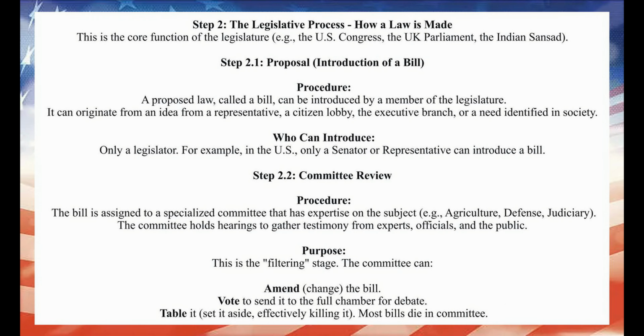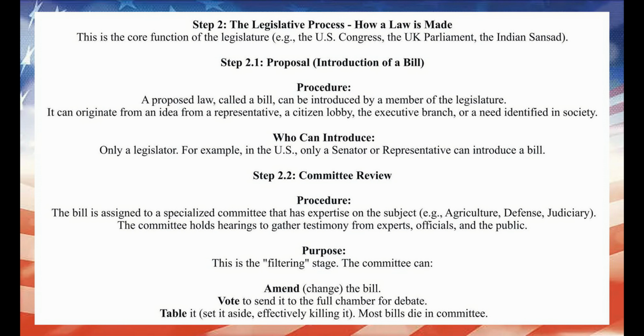Step 2. The legislative process, how a law is made. This is the core function of the legislature, e.g., the U.S. Congress, the U.K. Parliament, the Indian Sansad. Step 2.1. Proposal, introduction of a bill. Procedure: a proposed law, called a bill, can be introduced by a member of the legislature. It can originate from an idea from a representative, a citizen lobby, the executive branch, or a need identified in society. Who can introduce? Only a legislator. For example, in the U.S., only a senator or representative can introduce a bill.